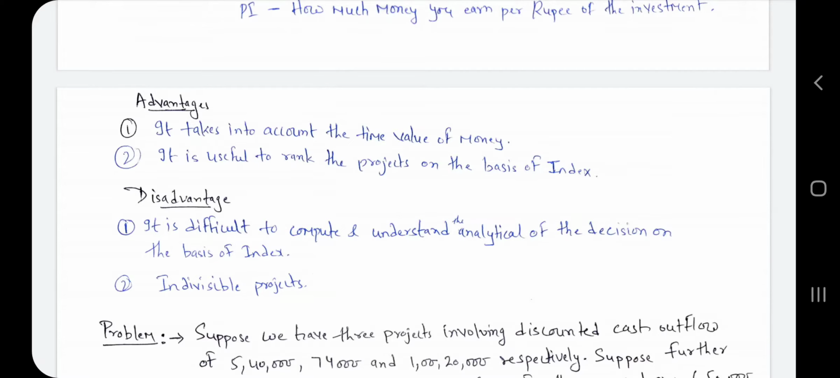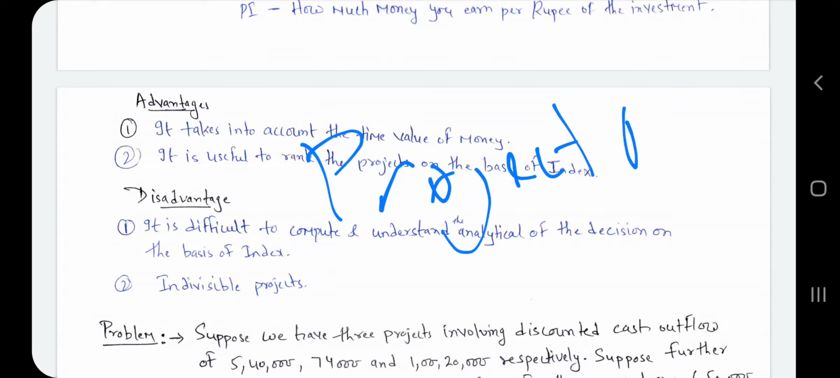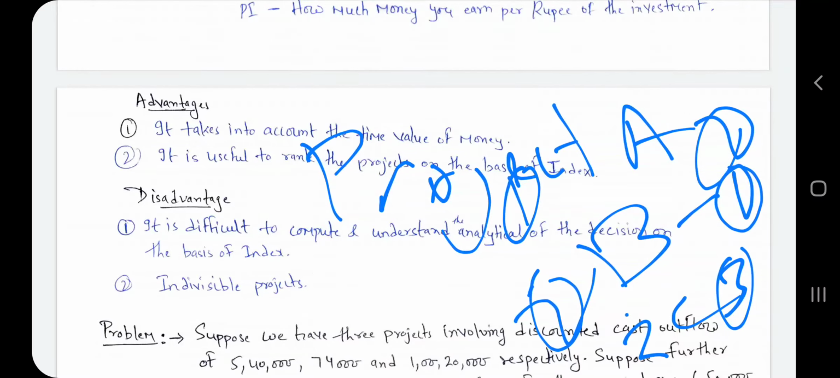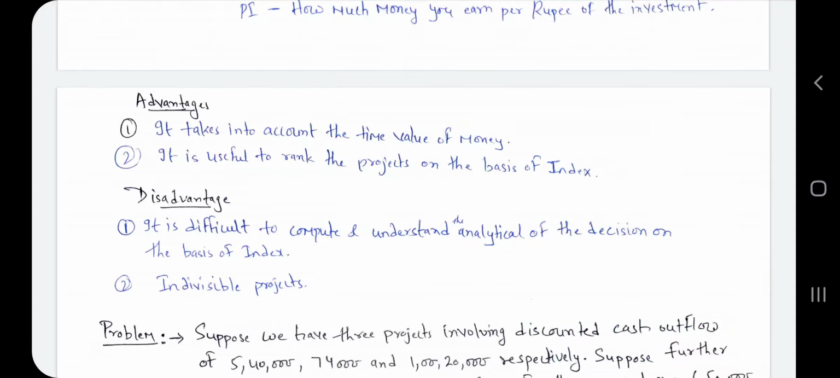The advantages: it takes into account the time value of money, and it is useful to rank projects on the basis of the index. If you have 3 projects, project A, project B and project C, it is helpful to give you the rank of those projects. You have to give B as 1, A as 2, C as 3, or A as 1, B as 2 and C as 3. So it is helpful in ranking the projects.